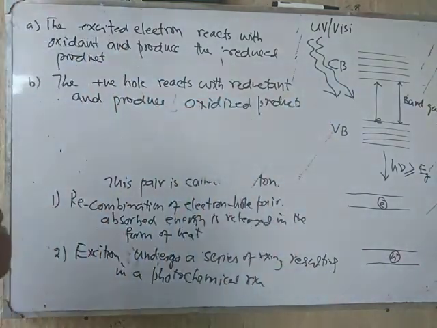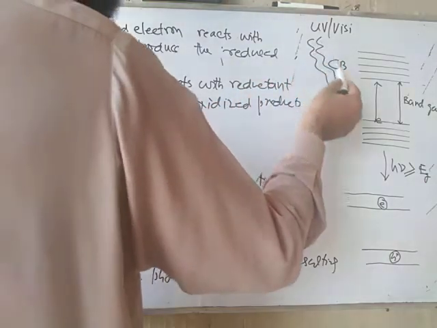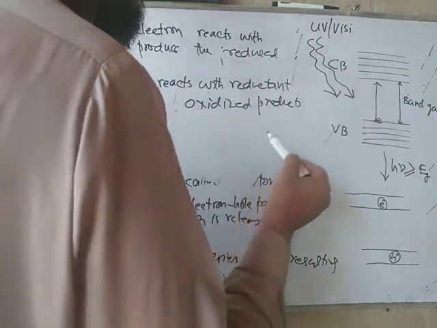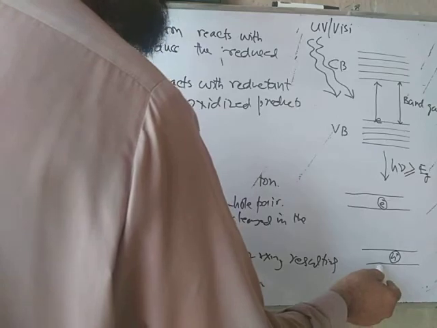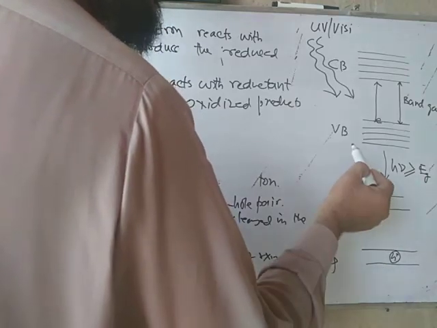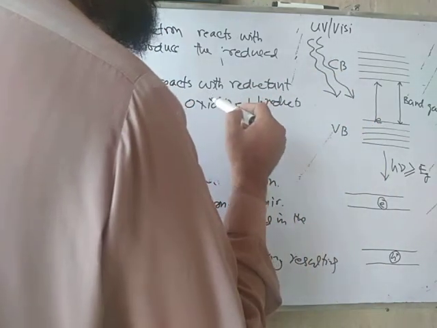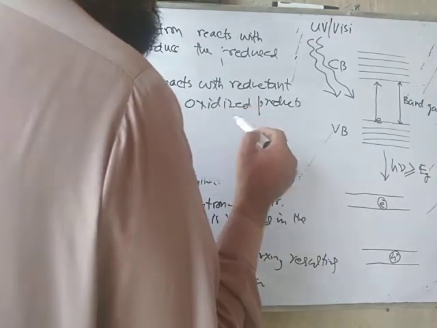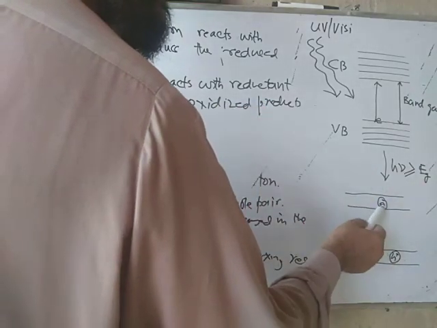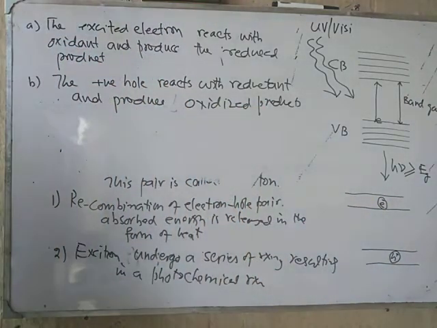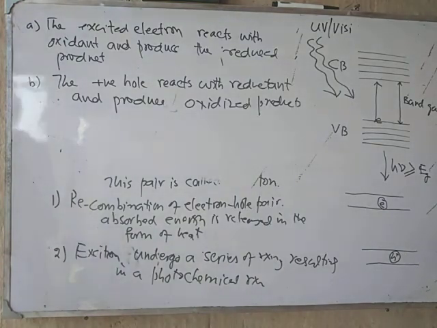And the process क्या है? When a semiconductor is irradiated, electron from the valence band is excited to the conduction band. As a result of this excitation, a pair of positive hole and electron is formed. This pair is called the exciton. So this exciton may react further.